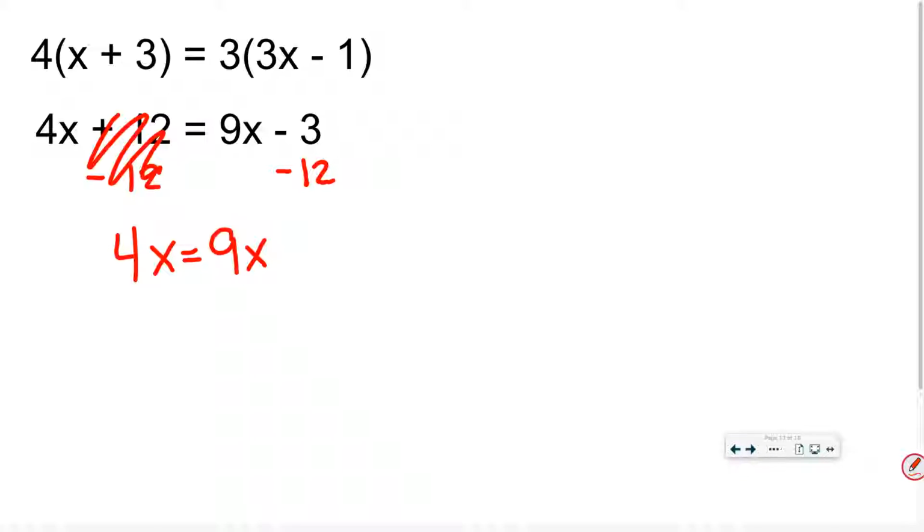What's my constant? What's the number now? Negative 15. Perfect. Now what do I have to do? What else?